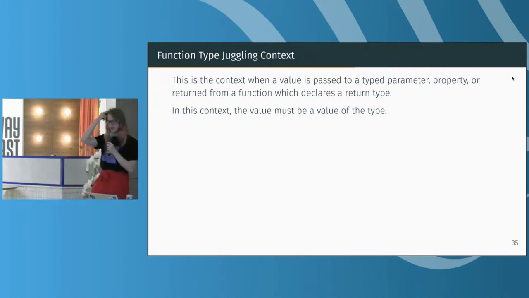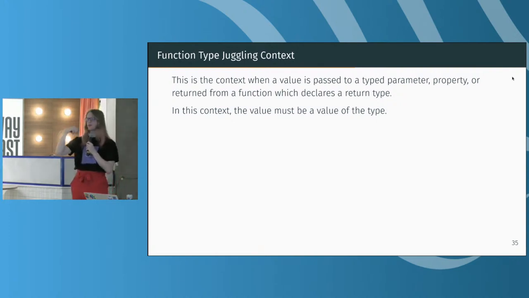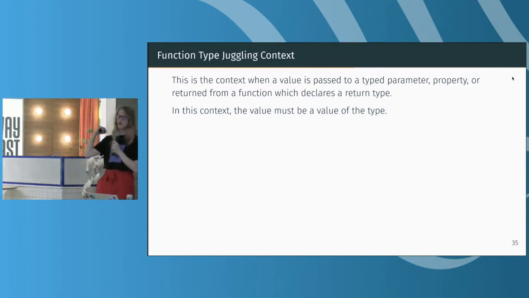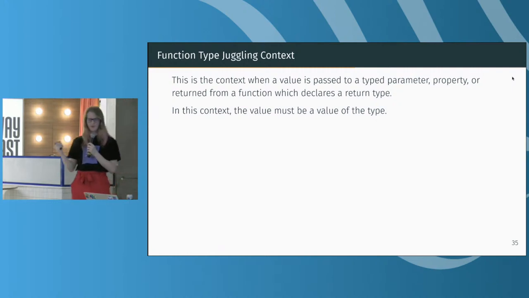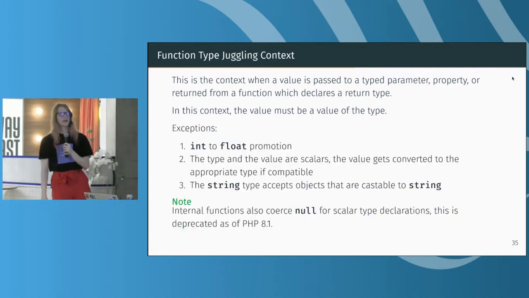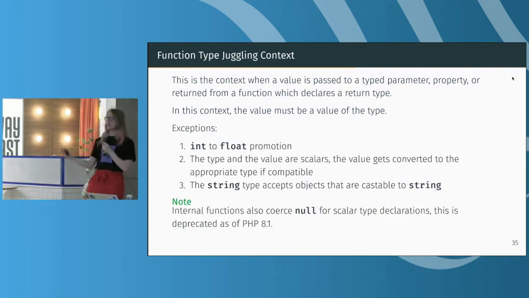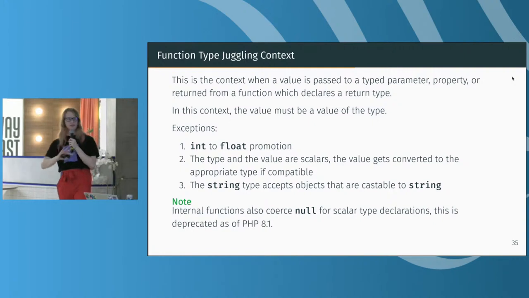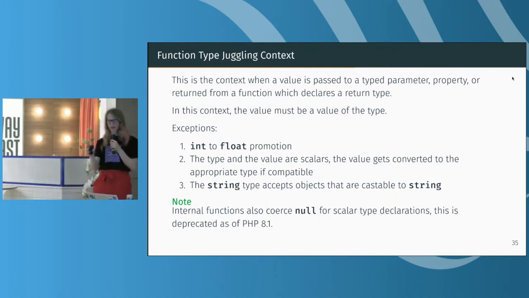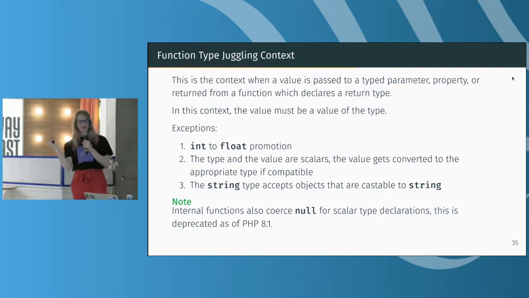Function type juggling. This is the context when you pass a value to a type parameter, a property, or a return value from a function which declares a return type. In this context, the value must be a value of the type, except for int to float promotion. So you can pass any integer to a float argument, and this will work. If the type and the values are scalars, then the value gets converted to the appropriate type if it's compatible. And the string type accepts objects that are castable to strings.